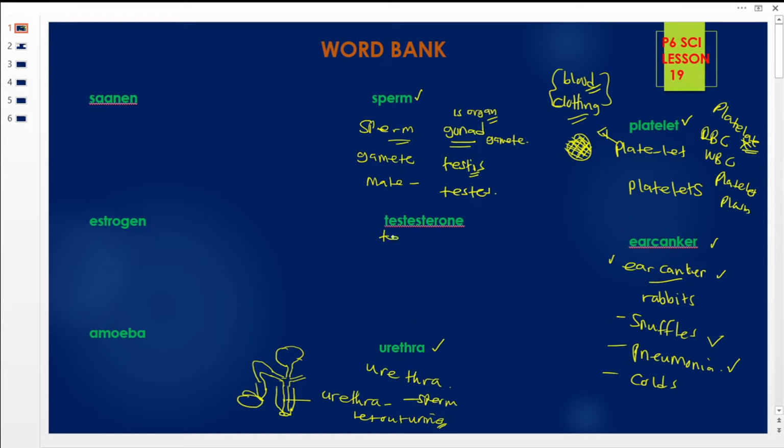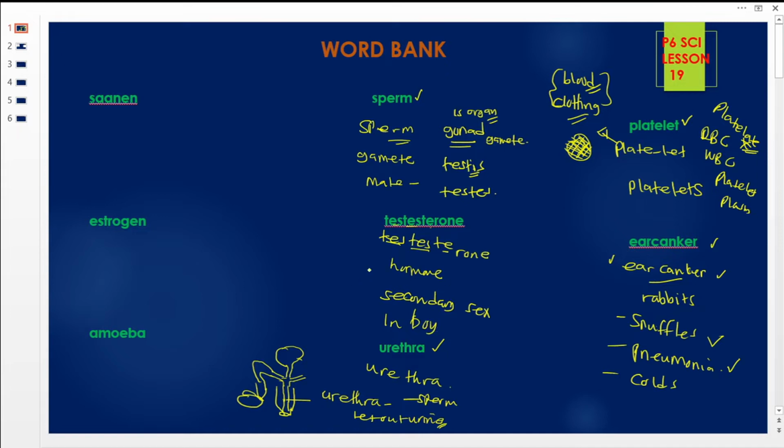This is test. It is test, then te. So it is test, te, rone. So this is testosterone. It is a hormone, and this hormone is responsible for bringing what we call the secondary sex characteristics in boys, as we discussed. Remember, we said secondary sex characteristics are the physical features that we use to differentiate between a mature man and a mature woman.